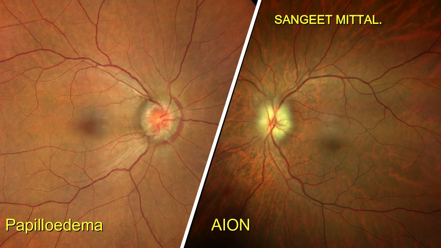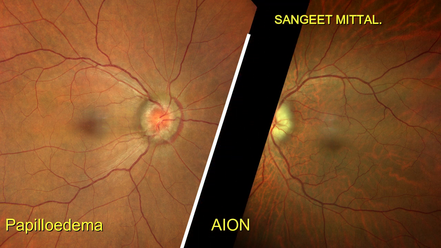Anterior ischemic optic neuropathy must be carefully differentiated from papilloedema, as both conditions involve optic disc swelling. In papilloedema, the optic disc appears hyperemic, often accompanied by venous congestion, reflecting elevated intracranial pressure. In contrast, AION is marked by a pale optic disc, indicative of ischemia due to impaired blood flow.